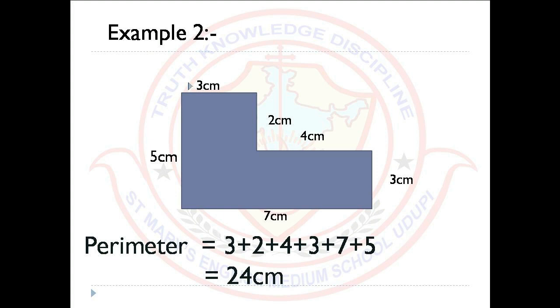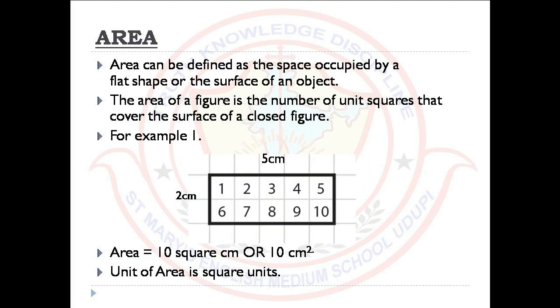There is one more example where there is a shape. It is measured 3 centimeter, 2 centimeter, 4 centimeter, 3 centimeter, 7 centimeter and 5 centimeter. Now what is the perimeter? We have to add all the sides. So here 3 plus 2 plus 4 plus 3 plus 7 plus 5, which is nothing but 24 centimeter. Till now we learnt about perimeter. Now we will see the area.